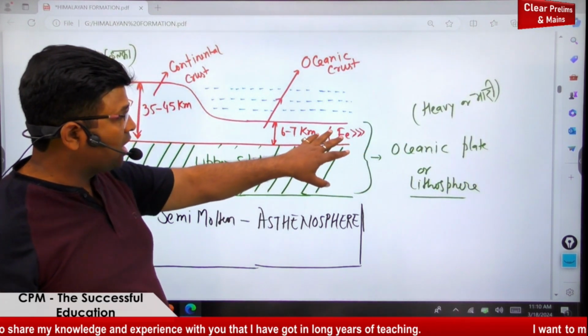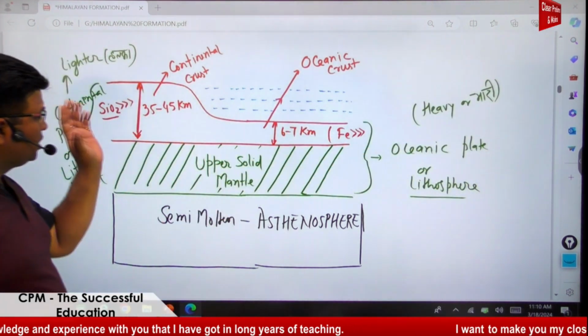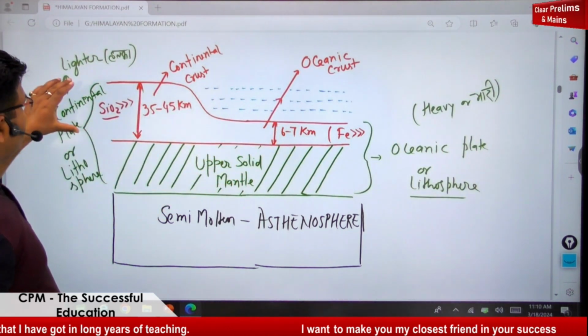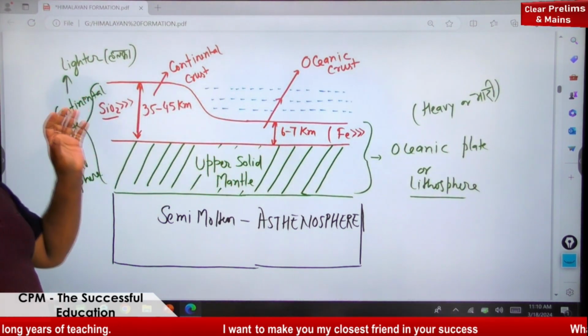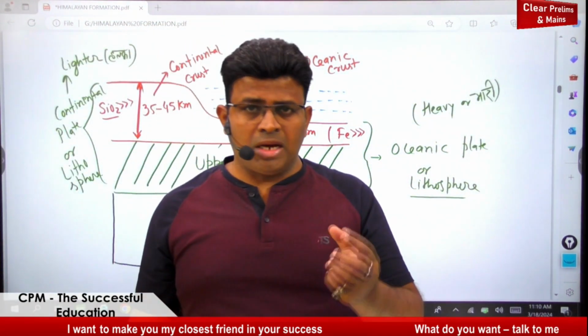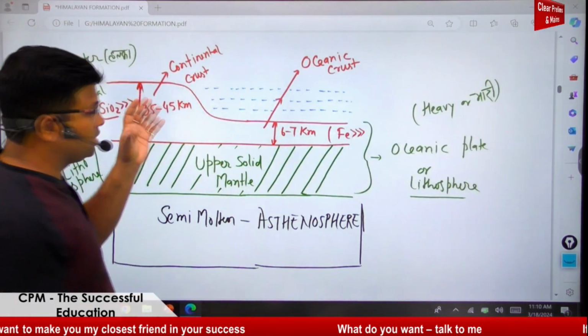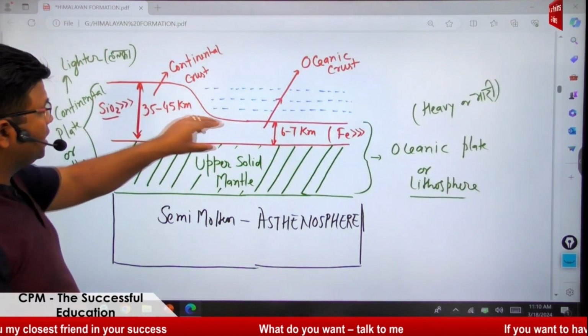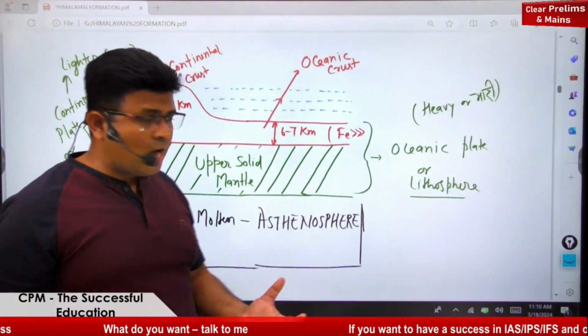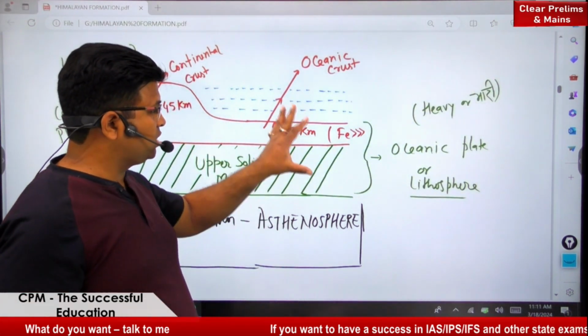If it is more iron, can you say which one is denser? Yes, the oceanic crust is denser and heavier than the continental crust, because the continental crust is mostly made up of what? Silica. If it is made up of silica, it is lighter. Silica is like sand, and the oceanic crust is made up of more iron, therefore it is heavier. This is clear to you.